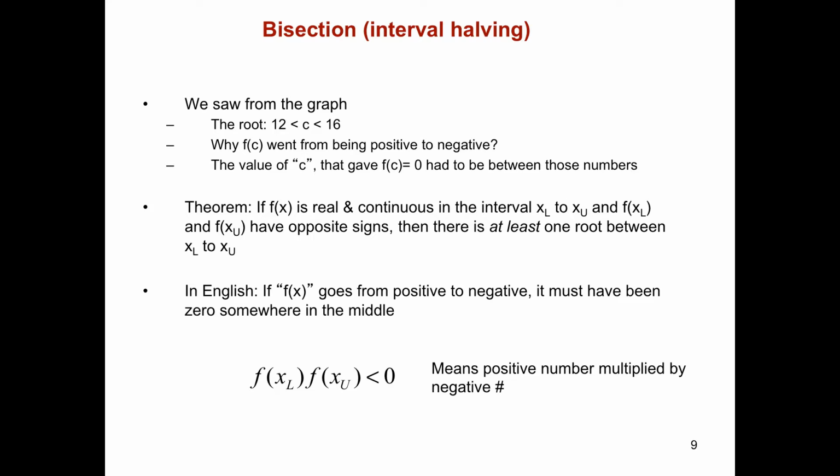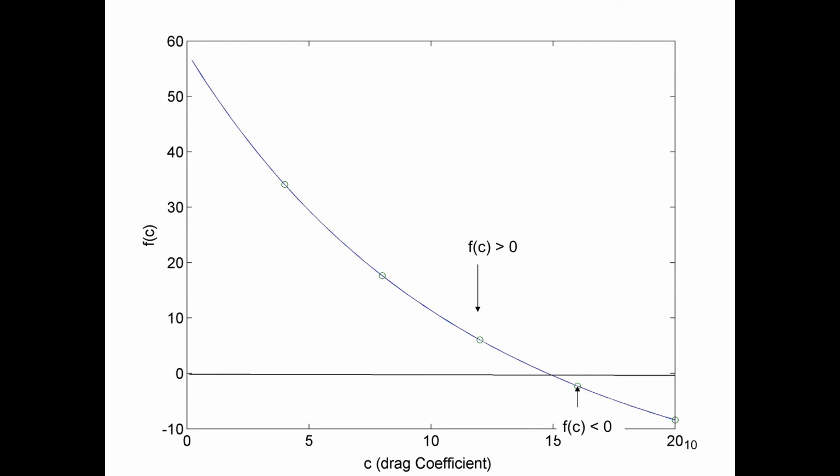This one is negative, this one is positive. So basically that means that I have a bracket, and I have a root somewhere in between XL and XU. This is a graph that you can just zoom in on your screen, and that's essentially what I plot. We had this function where f of c was positive, f of c is negative. I've got to hit a 0 somewhere in between.